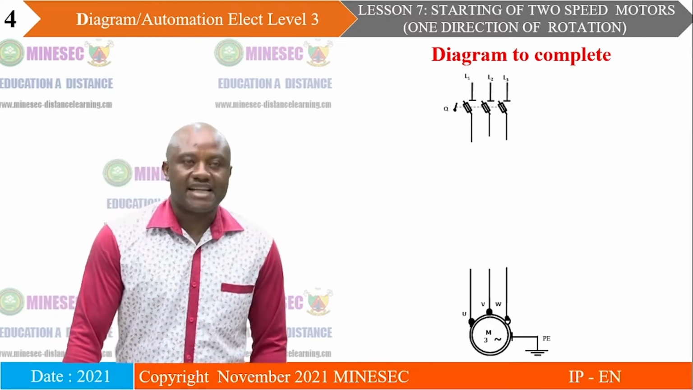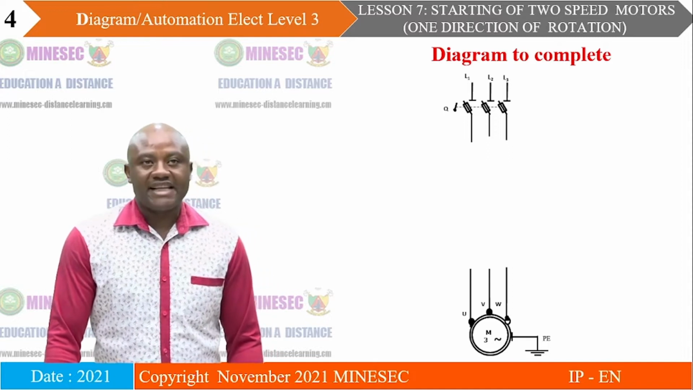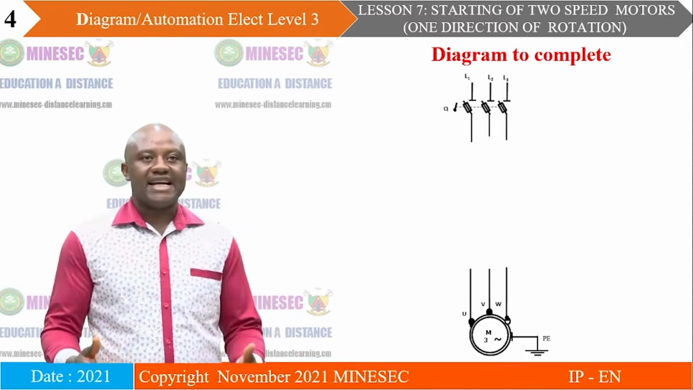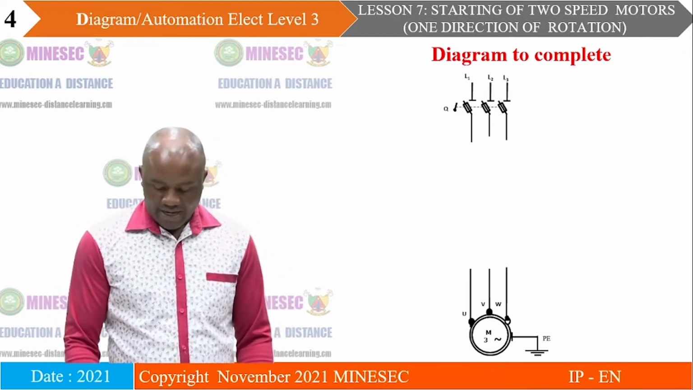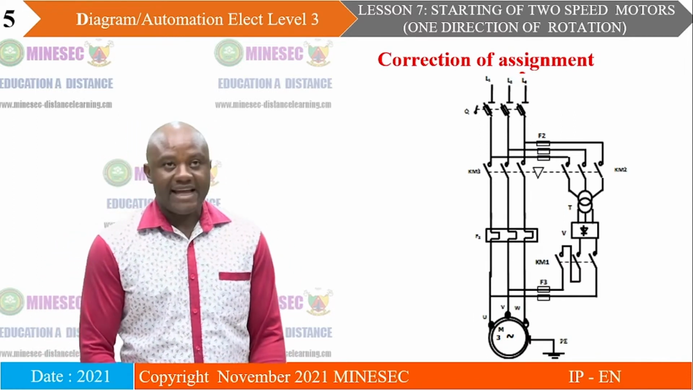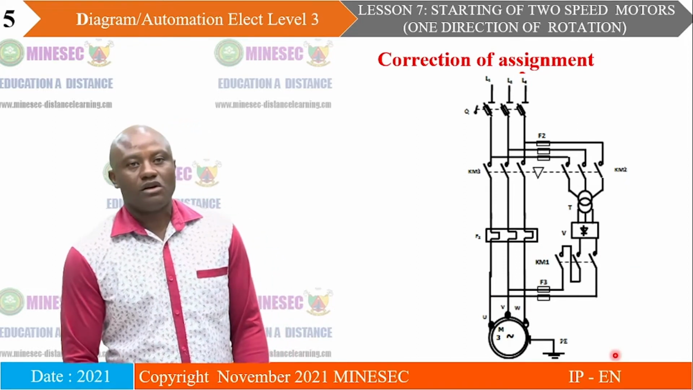What is lacking? To inject a DC current, we need to convert it. So we need a transformer. We need contactors. So these are the elements that are lacking in this particular diagram. If we insert these elements, put them together and join them, we come out with this diagram. So we have here our power diagram of current injection braking.